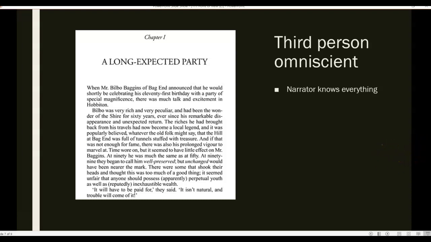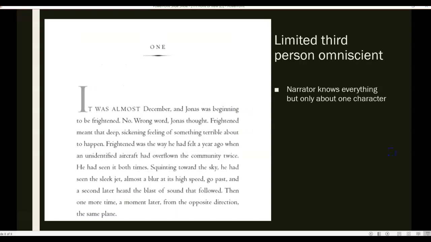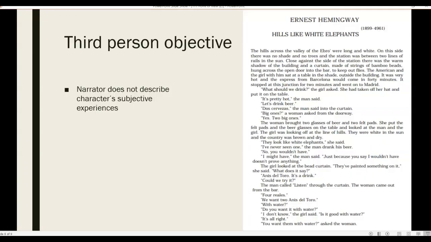That means all-knowing. There's a limited third-person omniscient, and this is where the narrator knows everything, but only about one character. They're not going to know everybody's motives. They're only going to know about one character, and that's normally the main character. So limited third-person omniscient is another example that we can find in point of view.